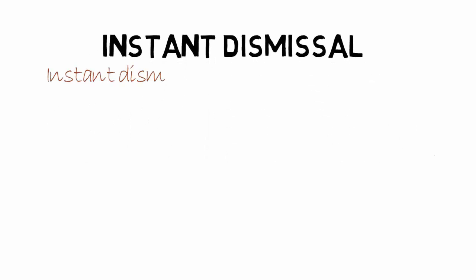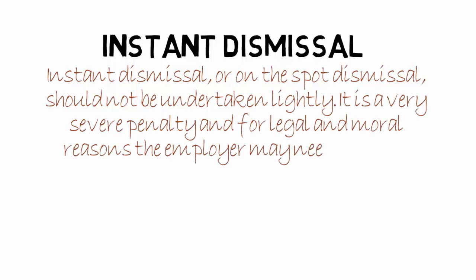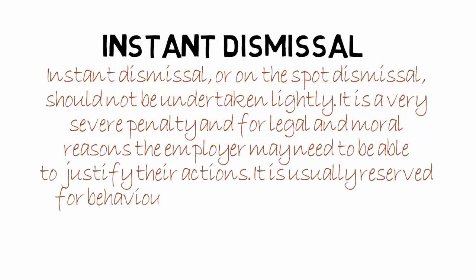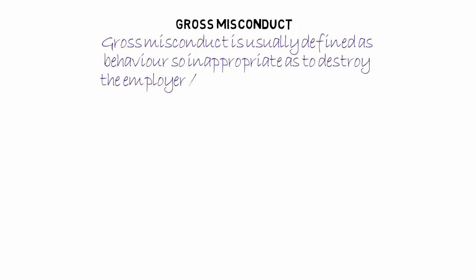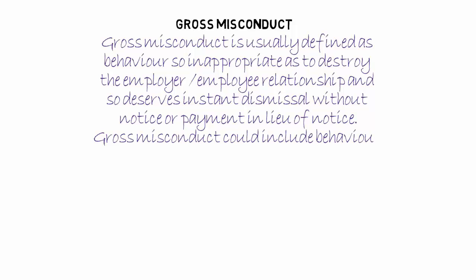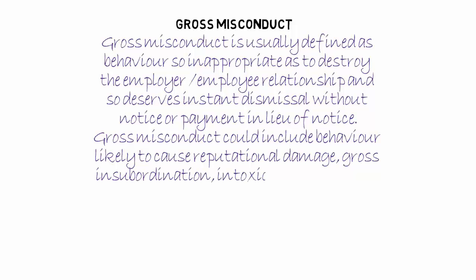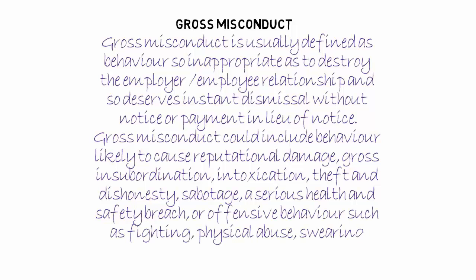Instant dismissal or on-the-spot dismissal should not be undertaken lightly. It is a very severe penalty, and for legal and moral reasons, the employer may need to be able to justify their actions. It is usually reserved for behaviour viewed as gross misconduct. Gross misconduct is usually defined as behaviour so inappropriate as to destroy the employer-employee relationship, and so deserves instant dismissal without notice or payment in lieu of notice. Gross misconduct could include behaviour likely to cause reputational damage, gross insubordination, intoxication, theft and dishonesty, sabotage, a serious health and safety breach, or offensive behaviour such as fighting, physical abuse, or swearing.